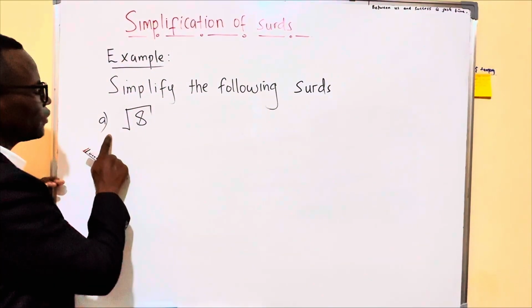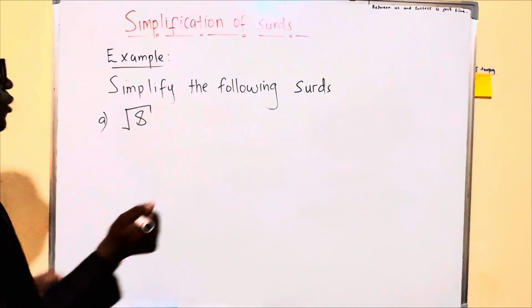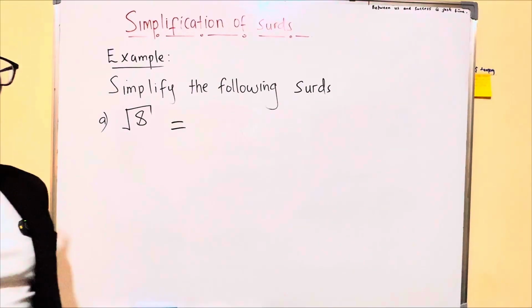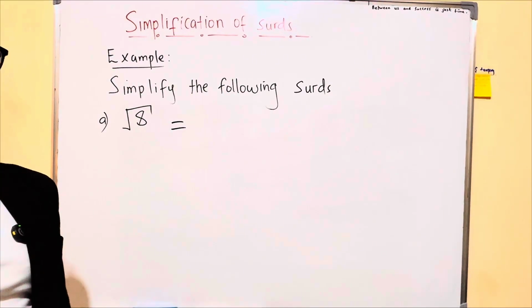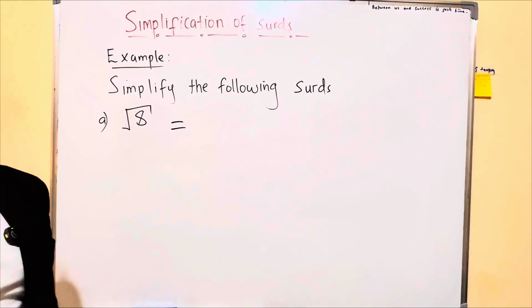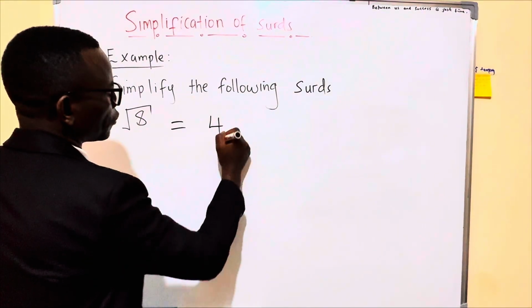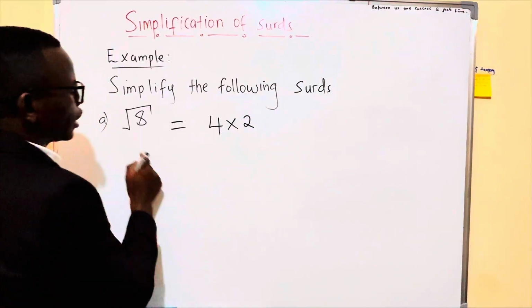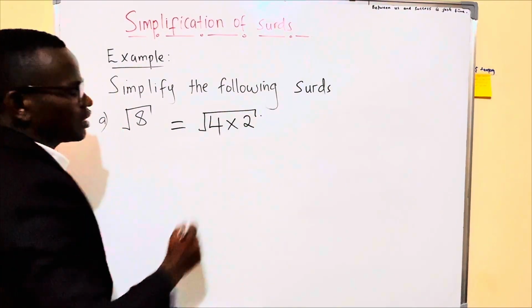Now to simplify part A, root of 8, we are going to begin by expressing this 8 as a product of two factors. But we have to make sure that one factor is the largest perfect square factor, and that is probably a 4. So when we get 4 and we multiply with a 2, we are going to get 8. But everything is under the root.